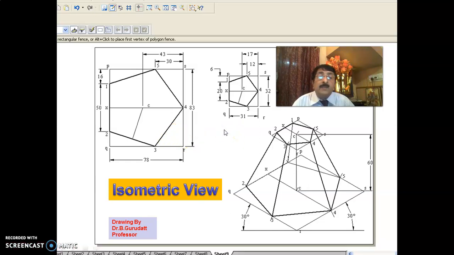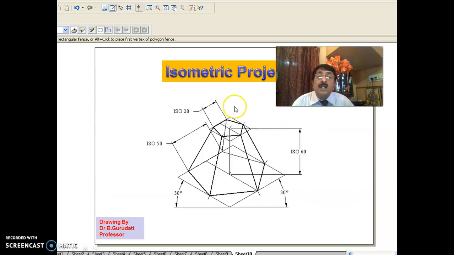Then you take a scale of 0.816 by selecting the entire thing, and you can convert into isometric projection also, and finally write ISO 60, ISO 20, ISO 50 and all that. Okay, this completes the frustum of pentagonal pyramid.